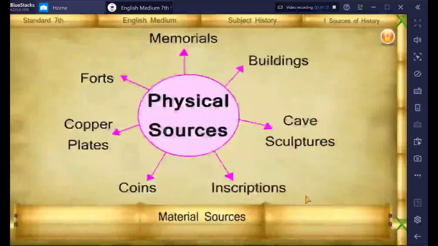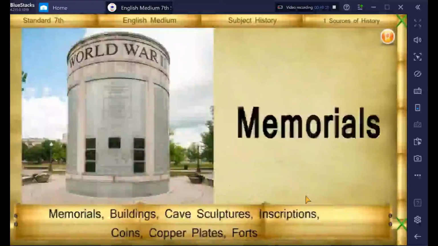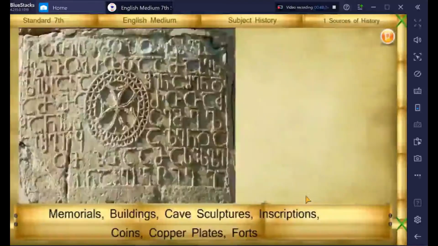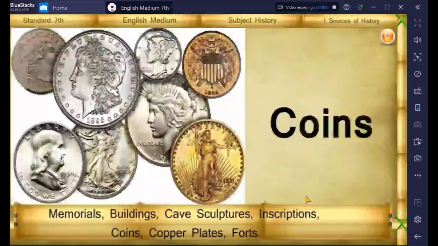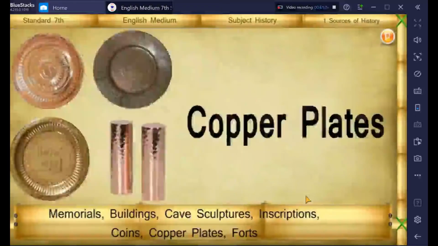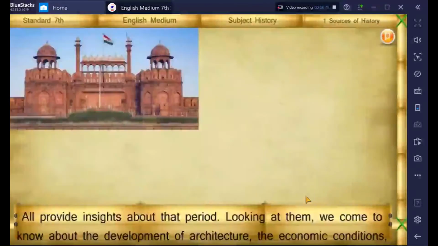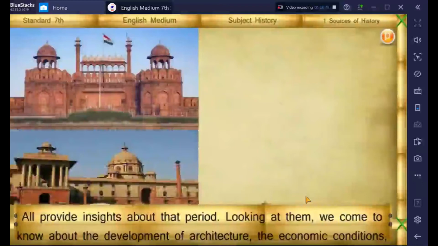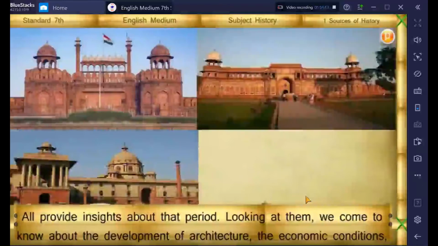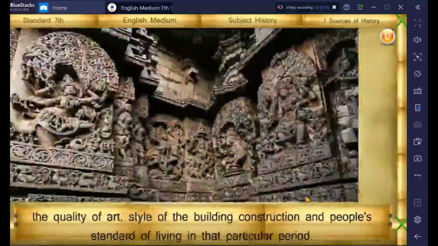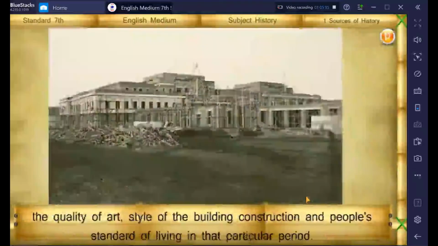Material sources: memorials, buildings, cave sculptures, inscriptions, coins, copper plates, forts. All provide insights about that period. Looking at them, we come to know about the development of architecture, the economic conditions, the quality of art, the style of the building construction, and people's standard of living in that particular period.